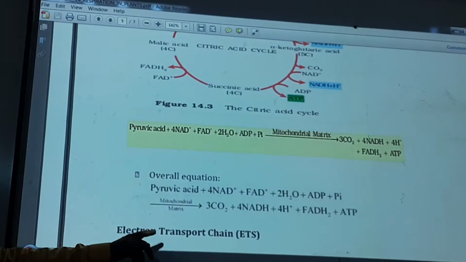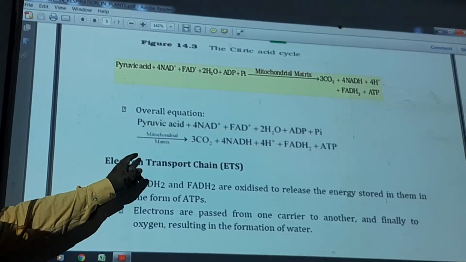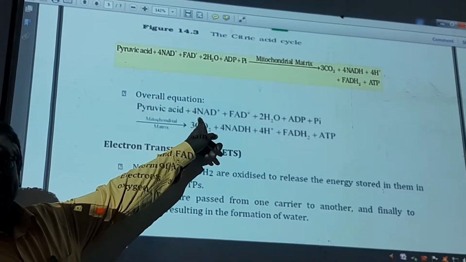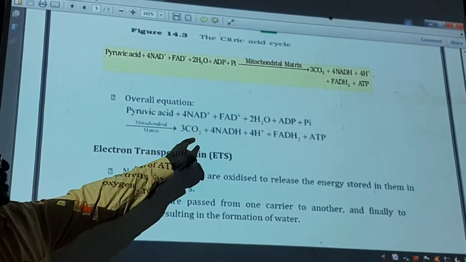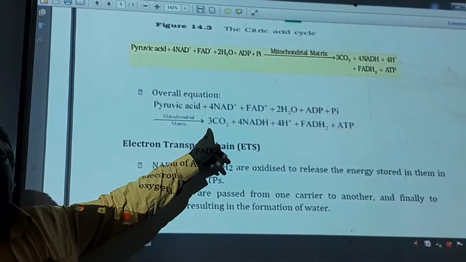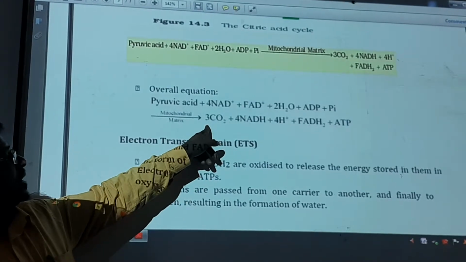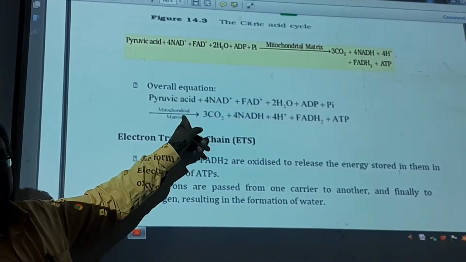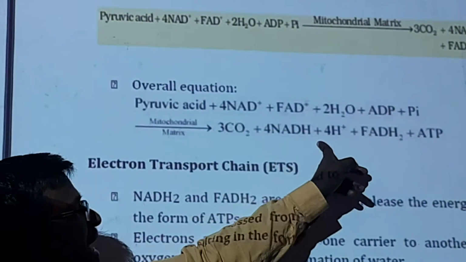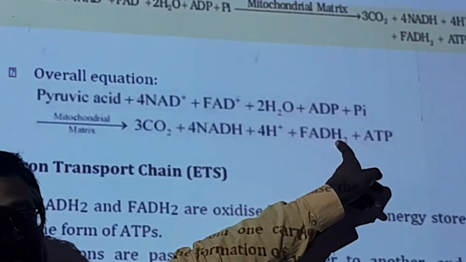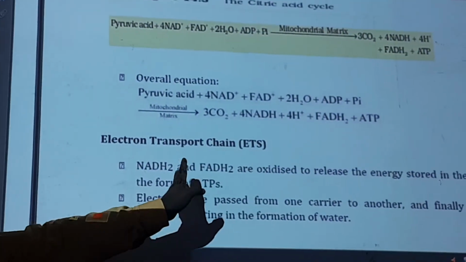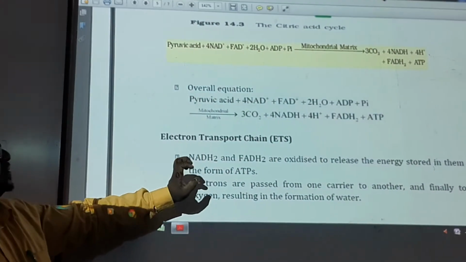Please scroll down. Now you have to remember the overall reaction. Pyruvic acid is going to combine with 4 NAD plus, FAD plus, 2H2, plus ADP plus inorganic phosphate. One pyruvic acid molecule we are talking about, in the mitochondrial matrix. They are going to form 3 carbon dioxide, 4 NADH2, 1 FADH2 plus ATP. So 4 NADH2, it is not 3, 4 NADH2. Okay, so that is what you have to remember.